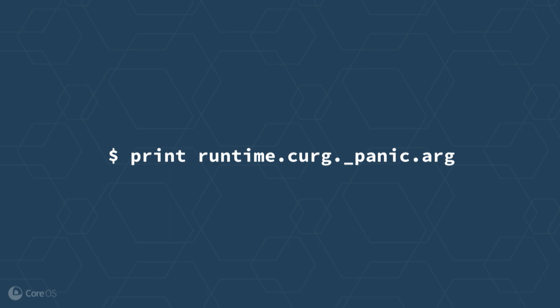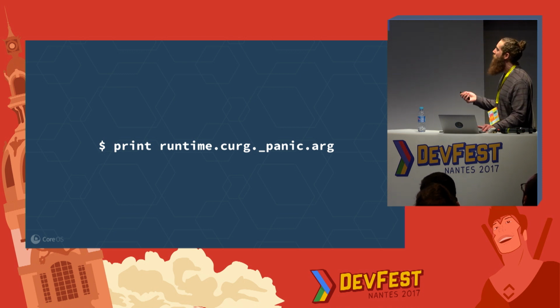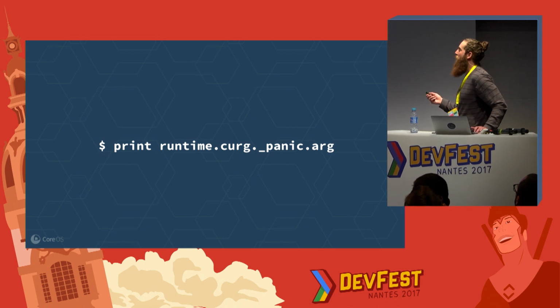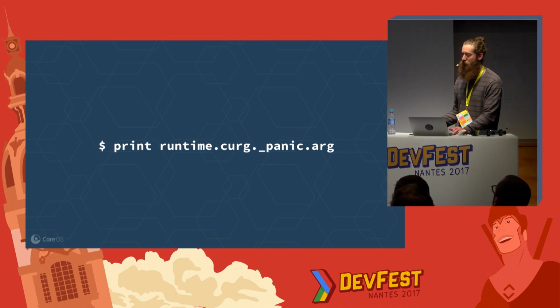If you're in a panic, you can print this variable out. This will give you the result of the panic. You don't always have to do this, but this is a good tip. If the panic breakpoint is hit, it will automatically print this out for you, so it will just let you know what the panic reason was.